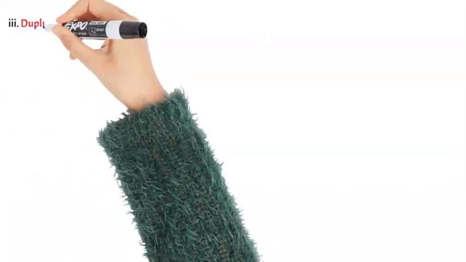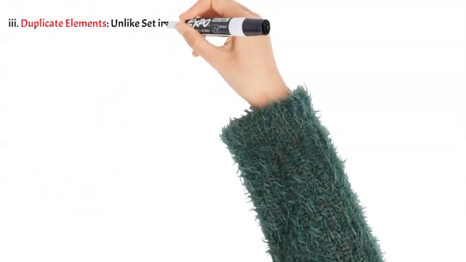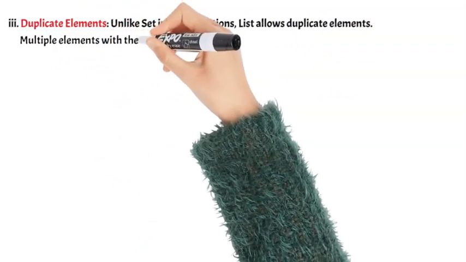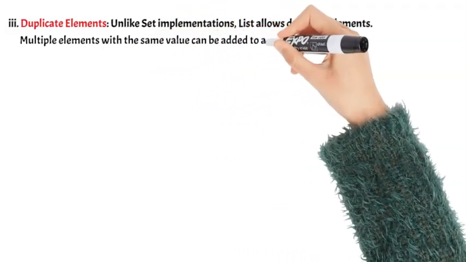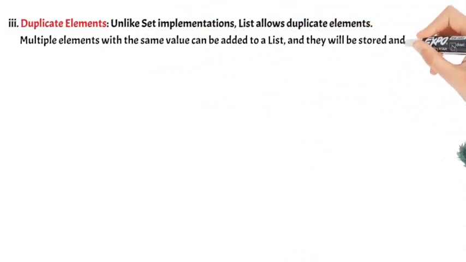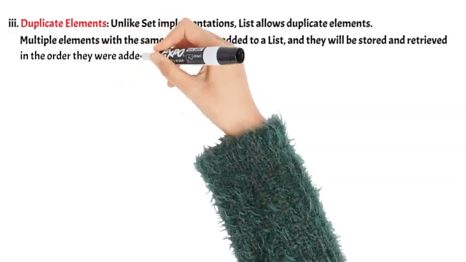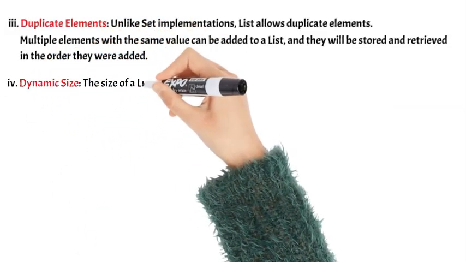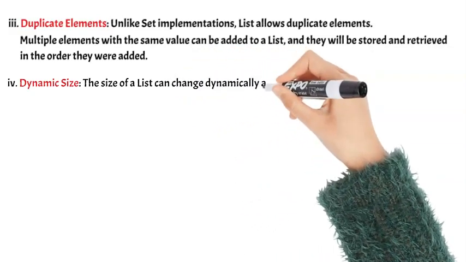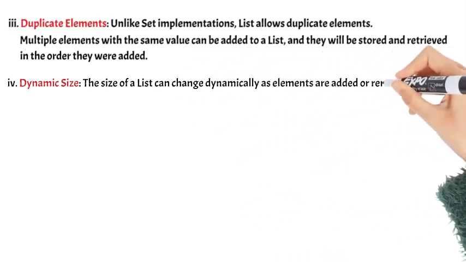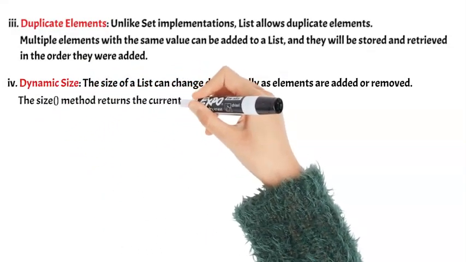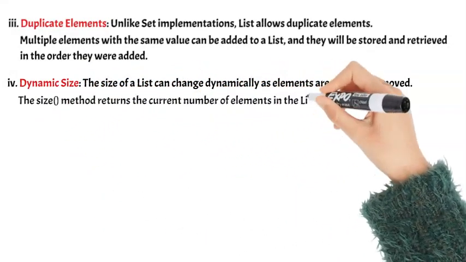3. Duplicate elements. Unlike Set implementations, List allows duplicate elements. Multiple elements with the same value can be added to a list, and they will be stored and retrieved in the order they were added. 4. Dynamic size. The size of a list can change dynamically as elements are added or removed. The size method returns the current number of elements in the list.